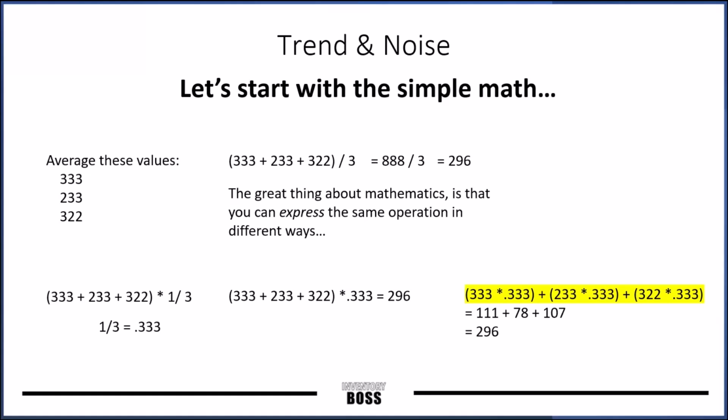We're going to stick with the highlighted method. So let's look at this. We have 333 times 0.333 plus 233 times 0.333 plus 322 times 0.333.